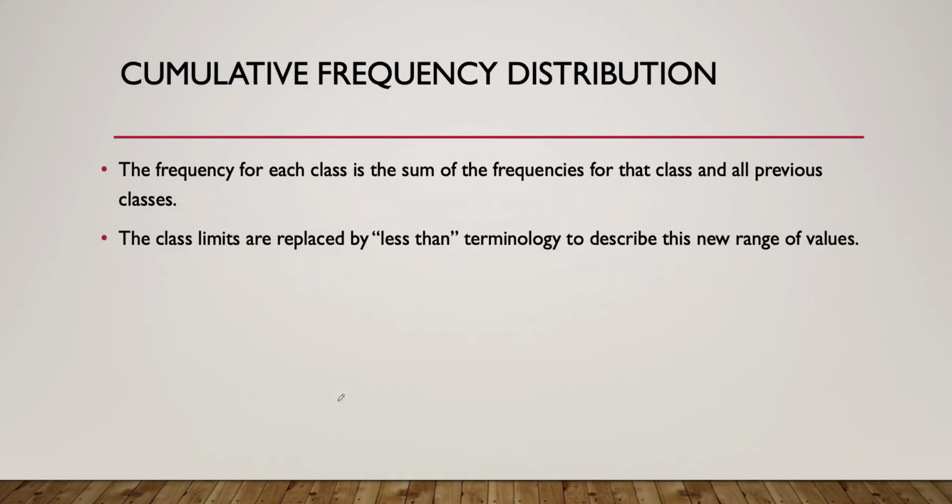Now, a cumulative frequency distribution. The frequency for each class is the sum of the frequencies for that class and all previous classes, which is why the class limits are replaced by a "less than" terminology to describe this new range of values.